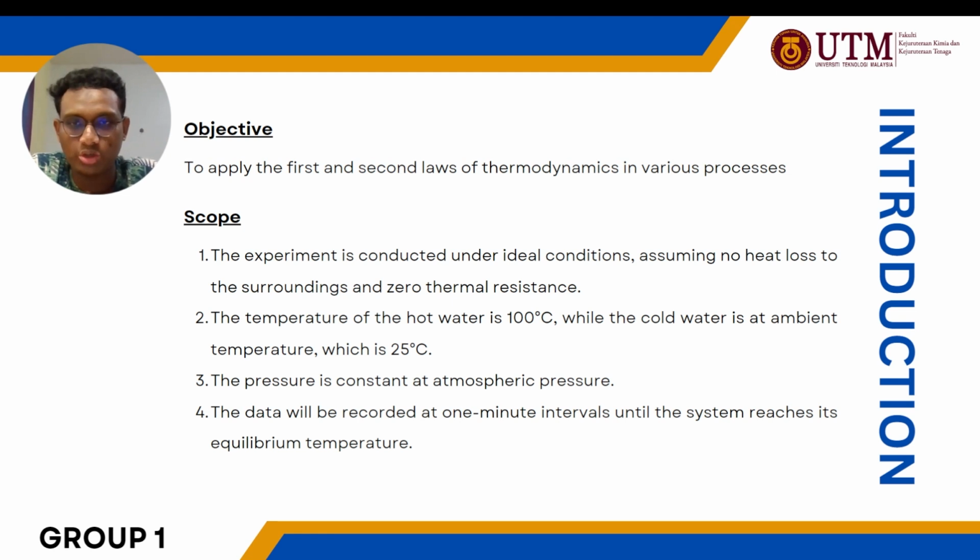The scope of this experiment. The first one is the experiment is conducted under ideal conditions, assuming no heat loss to the surroundings and zero thermal resistance. Number two, the temperature of the hot water is 100 degrees Celsius while the cold water is at ambient temperature, which is 25 degrees Celsius. Number three, the pressure is constant at atmospheric pressure. And the last one, the data will be recorded at 1 minute intervals until the system reaches its equilibrium temperature.